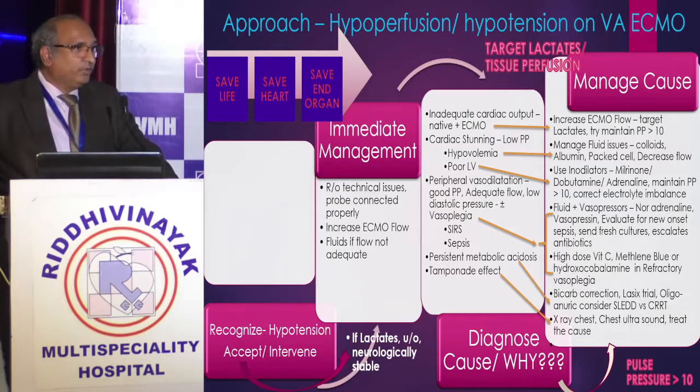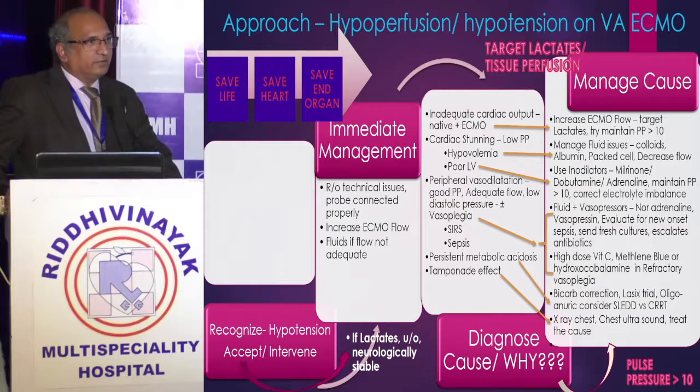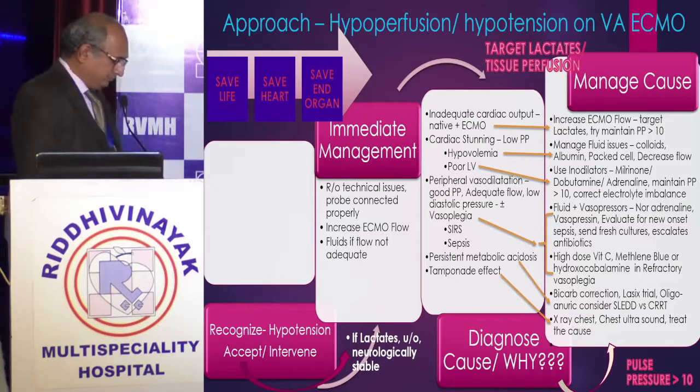So it should not be that because the pulse pressure is getting less than 10, I don't go up on the flow. Yes, if your lactates are fine, you need not go up on the flow. But if you are on that flow and lactates are rising, irrespective of whether the patient is going into cardiac stunning, because there is a treatment for cardiac stunning. But if the lactate does not come down and your perfusion does not improve, the patient will not survive. So first give importance to saving the life, then the heart, and then the end organs.